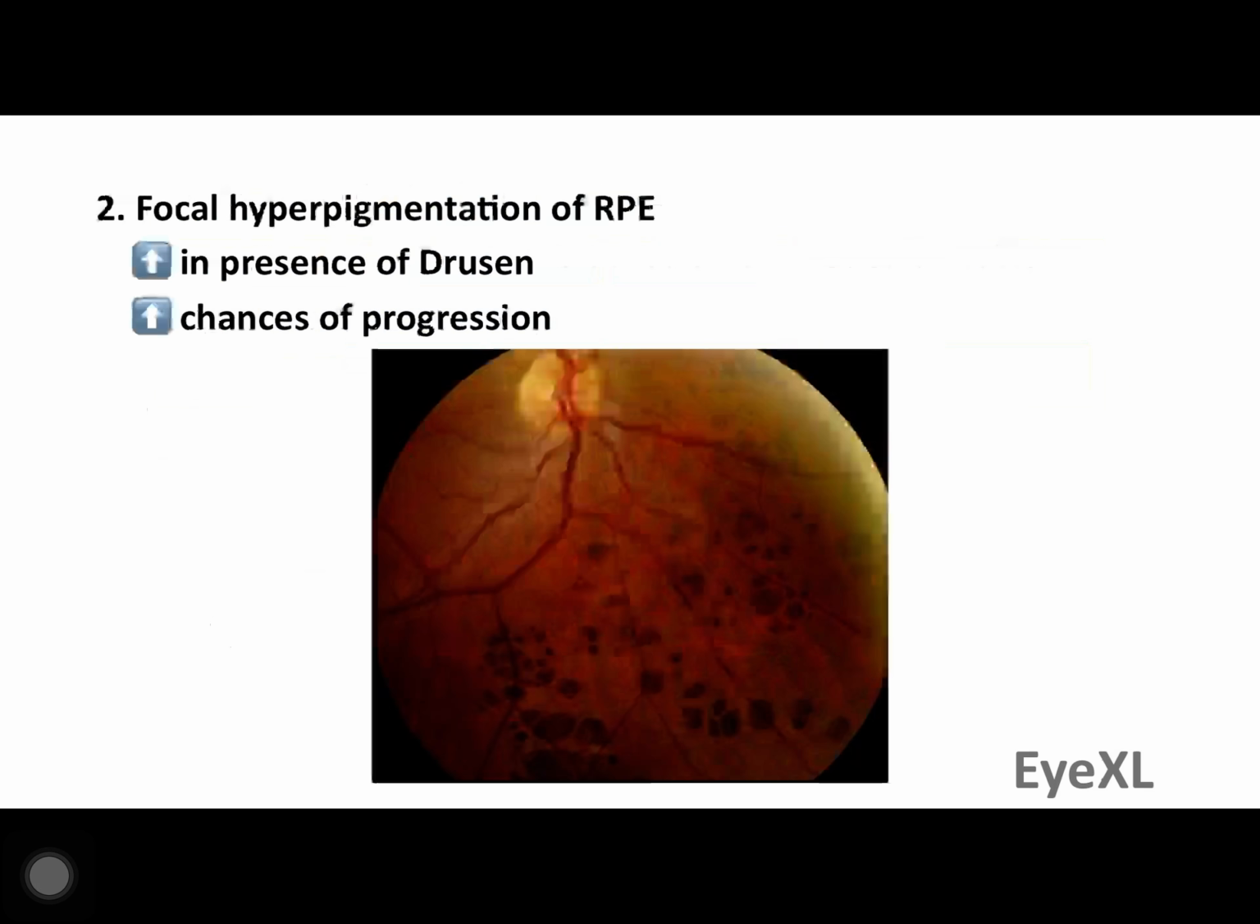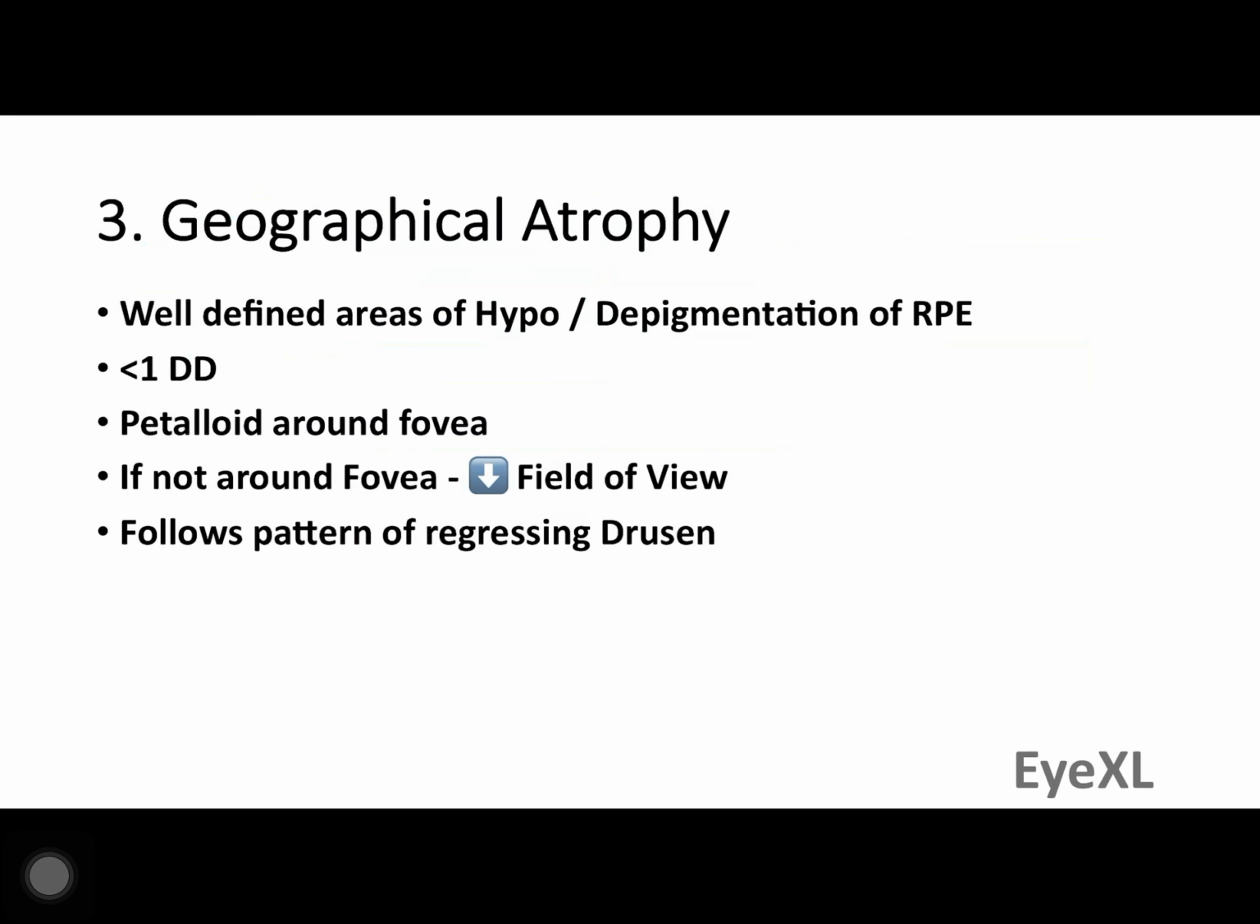The second sign is a focal hyperpigmentation of the RPE. The image that I show you below is not exactly of an ARMD, it is of some other condition, but just to give you an example of what hyperpigmentation means. Those black dots that you see, there is an increased pigmentation of the RPE in focal regions of the retina. And this hyperpigmentation increases if a drusen is already present. And if you see a hyperpigmentation, then the chances of progression of the disease further increase. So a low grade can become a high grade more often in case of the presence of a hyperpigmentation.